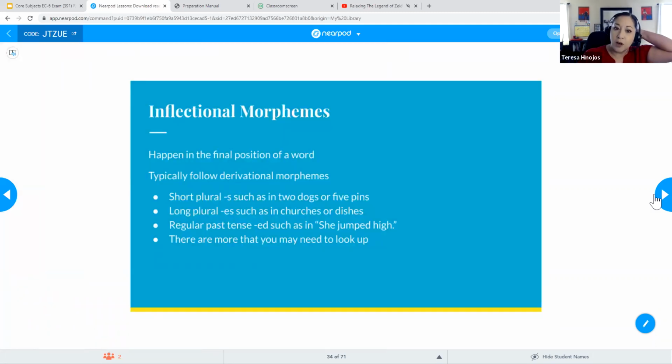Then there's also inflectional morphemes. So these are going to happen in the final position of a word, and they're typically going to follow derivational morphemes. So for example, a short plural is just adding an S, like in 2 dogs or 5 pins. I add an S, that makes plural. A long plural would be when you add an ES at the end, such as in churches or in dishes. And then there's going to be regular past tense, such as ED at the end. And so, she jumped high. And of course, there's a whole bunch of other ones, but it's just talking about those things that are added on to the end of the word and what it is that they mean.